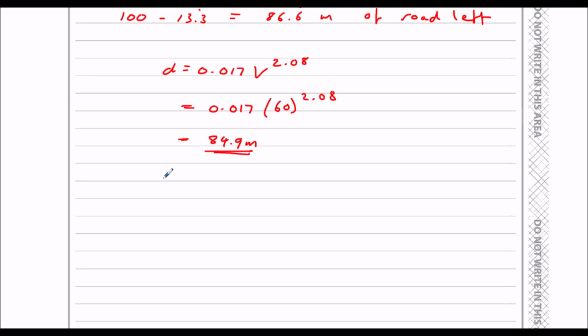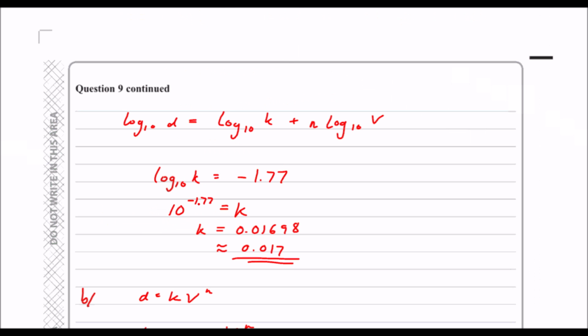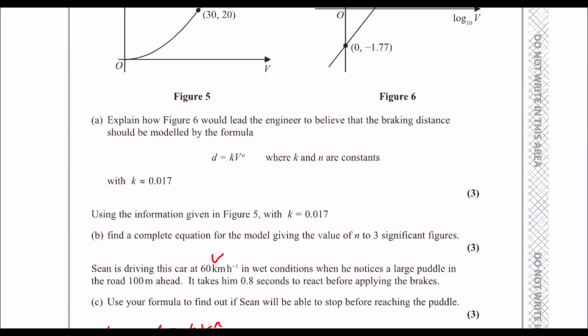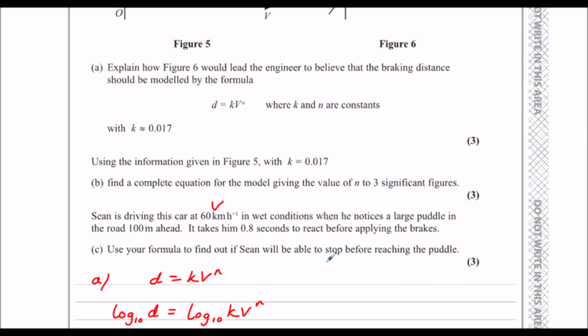So he does stop in time. 84.9 is less than 86.6 recurring. So Sean stops on time. Just checking that was the question. Will he be able to stop before reaching the puddle? So yes.